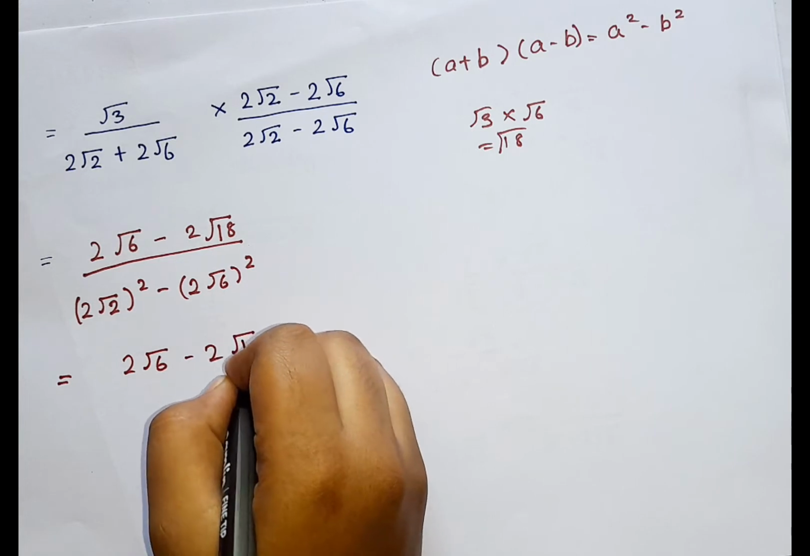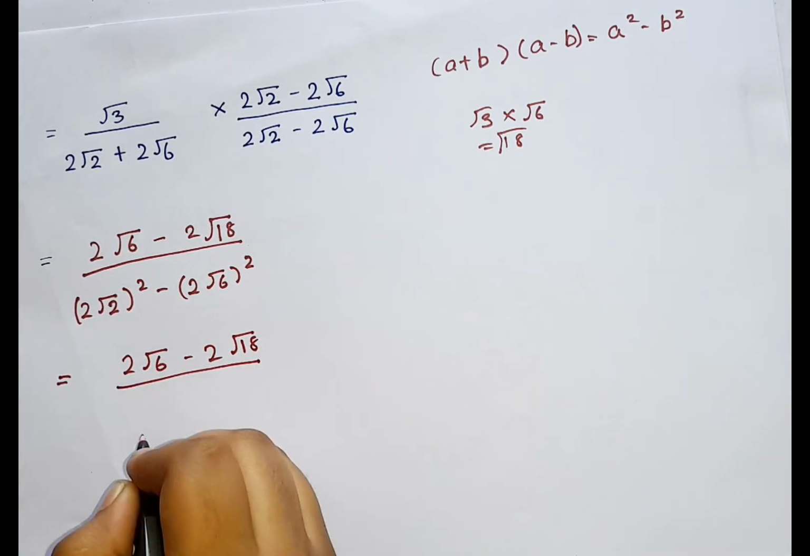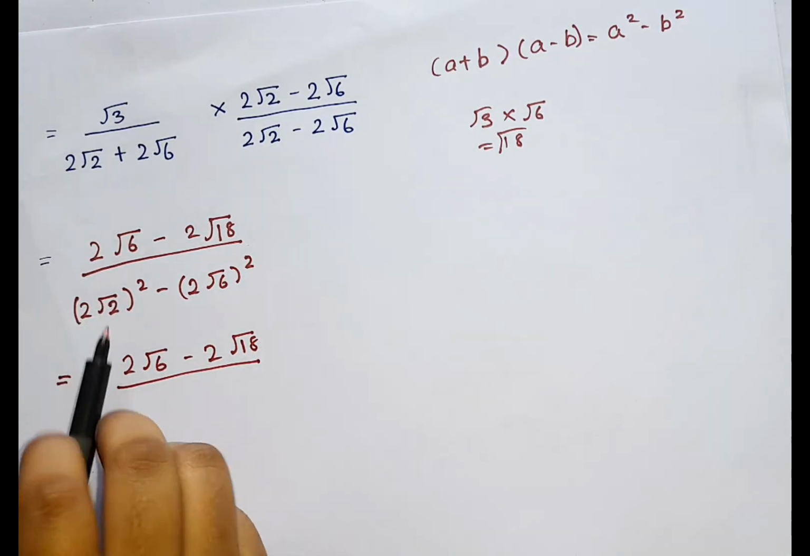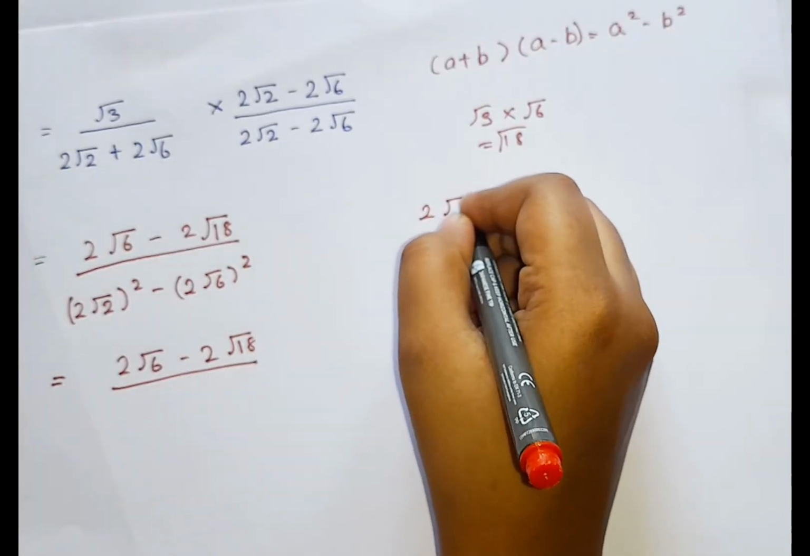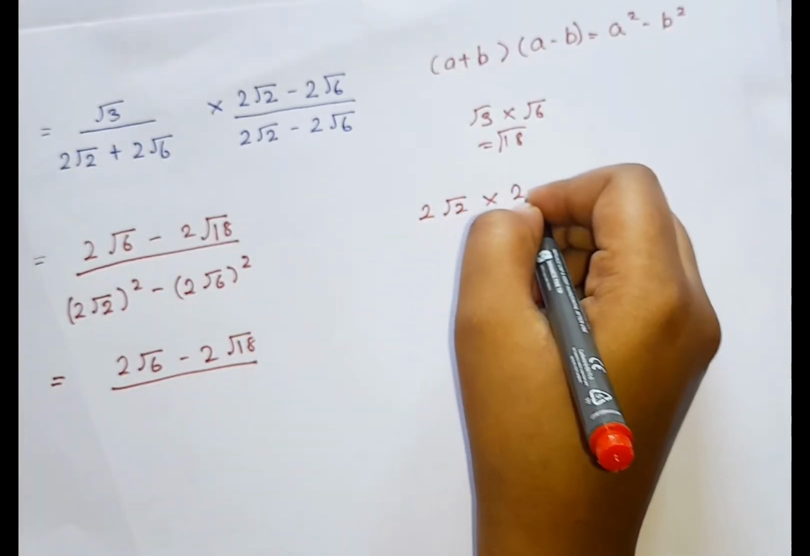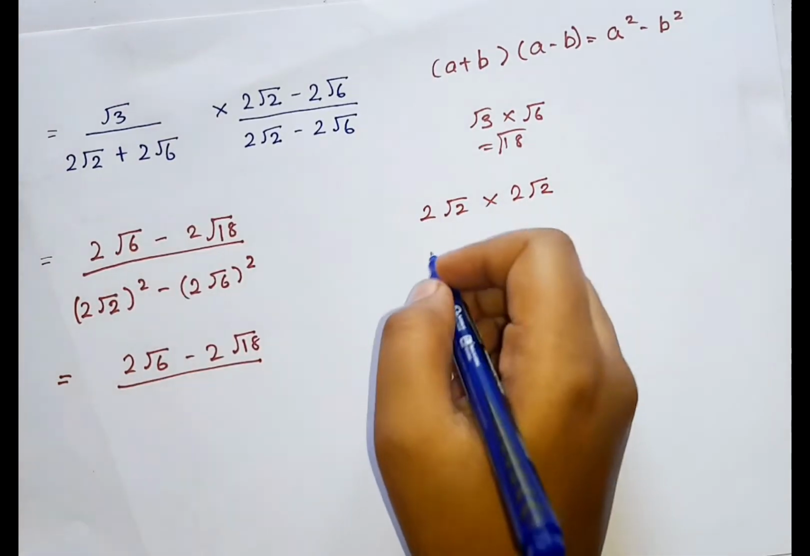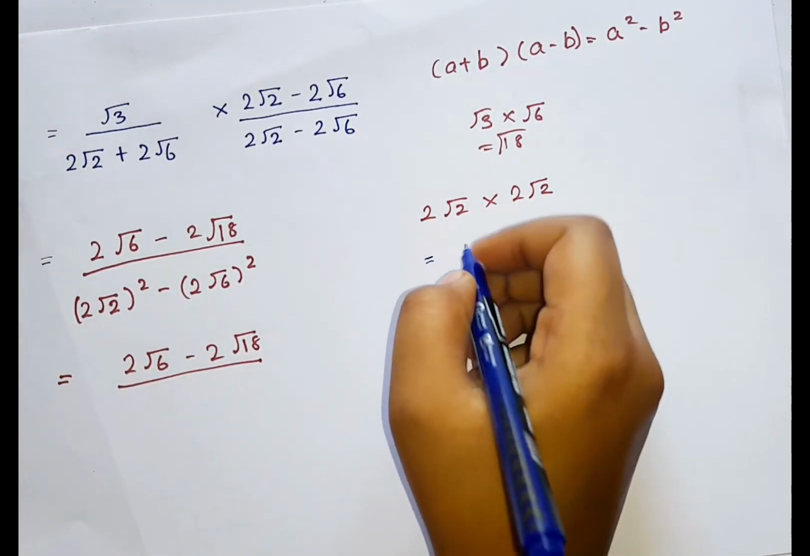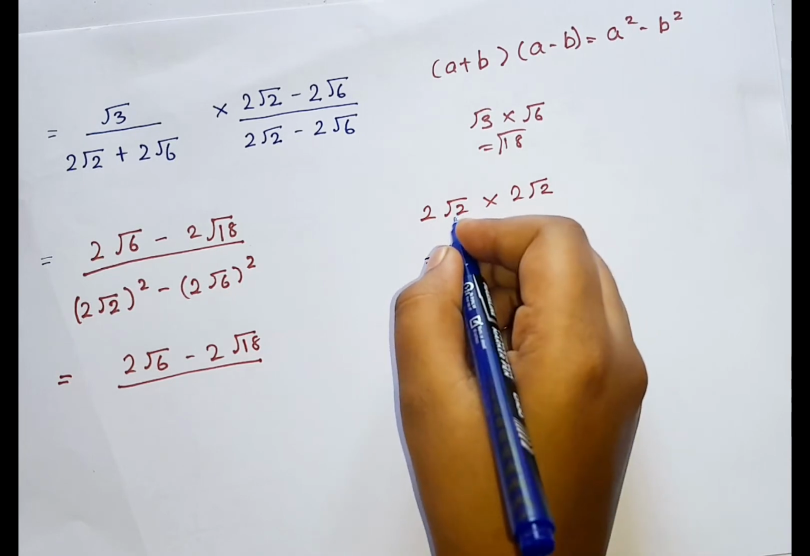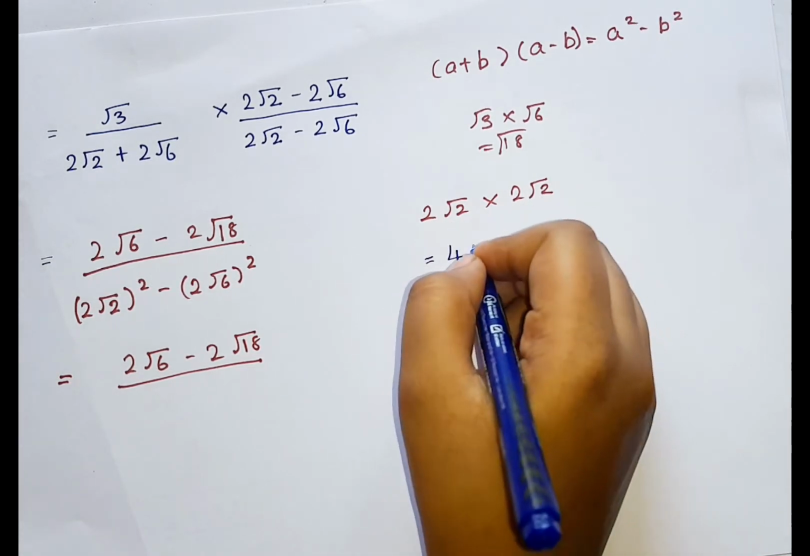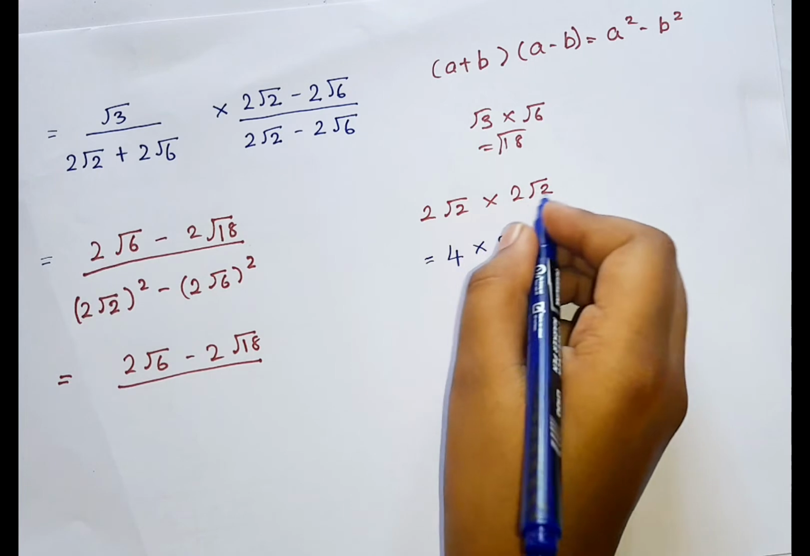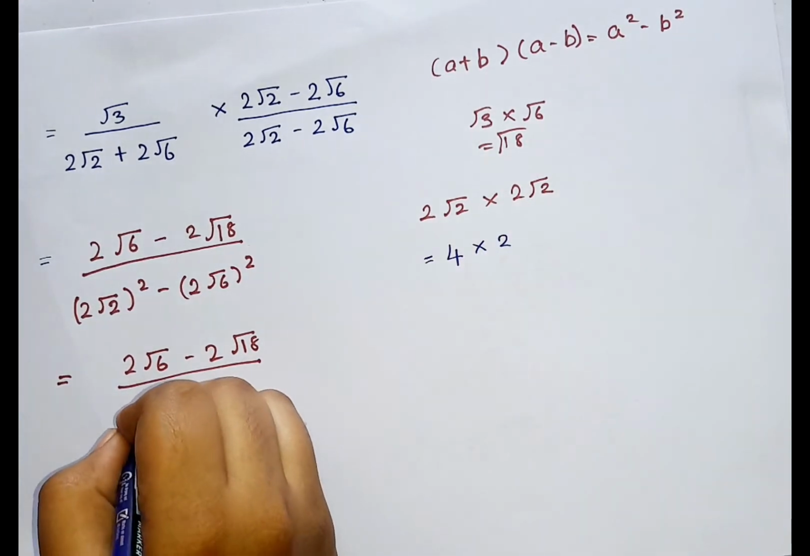Is equal to, so now we can write 2 root 6 minus 2 root 18 as it is, divided by, and then here we have 2 root 2 into 2 root 2, isn't it? Because square, right? So 2 2s are 4, and root 2 into root 2 is 2. So 4 2s are 8.